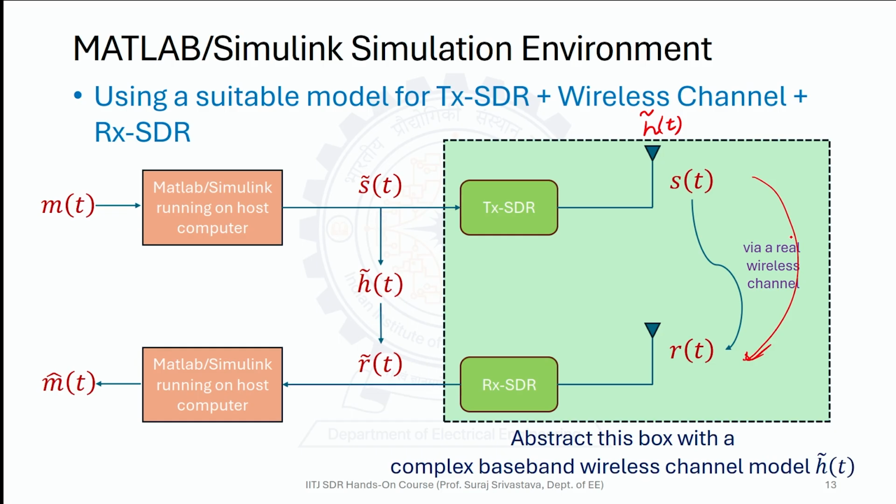So, the answer is yes. Using a suitable model for TX SDR, wireless channel and RX SDR, one can obtain R tilde t without actually transmitting S tilde t through the SDR. This is where the wireless channel modeling comes into the picture. Hence, a communication system design or prototyping phase can be realized in two phases. In phase 1, you can design and test the baseband signal processing part through simulation. That means generating R tilde t directly from S tilde t using a channel model.